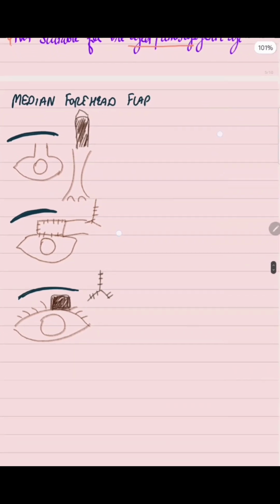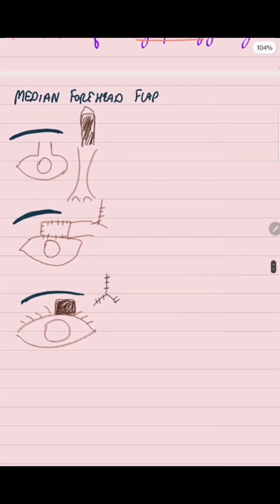Next, coming to the median forehead flap. It is used for massive tissue loss in the upper lid. The base of the flap is separated at 3 weeks. The disadvantage is that there is a thick donor skin which is less mobile.